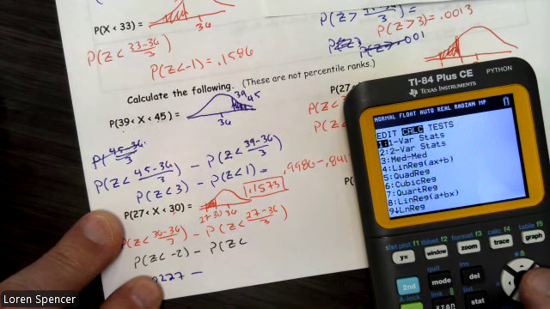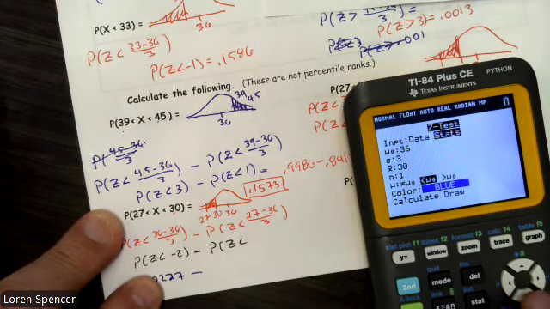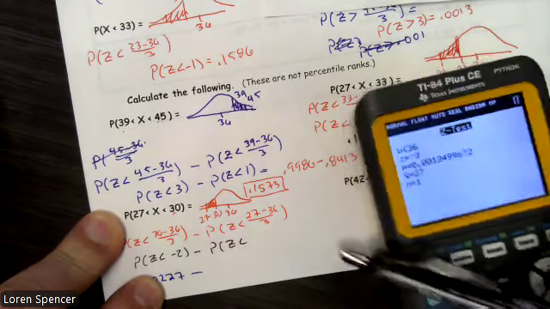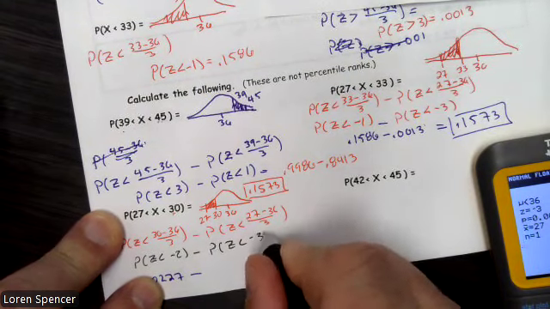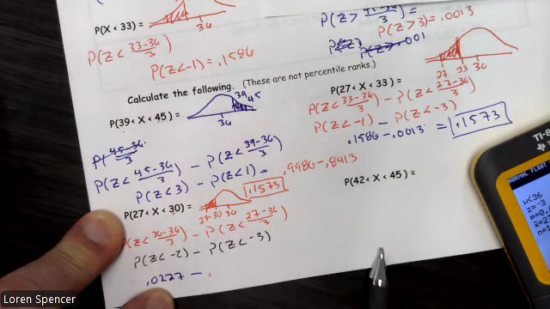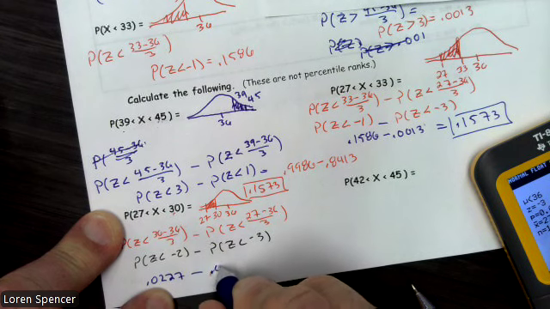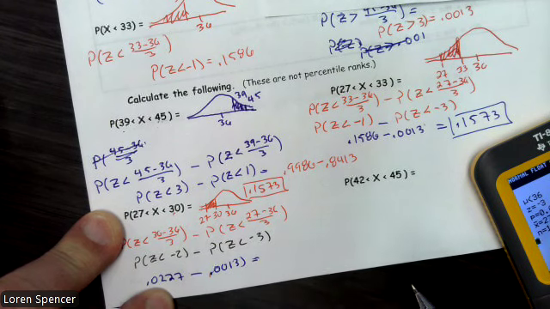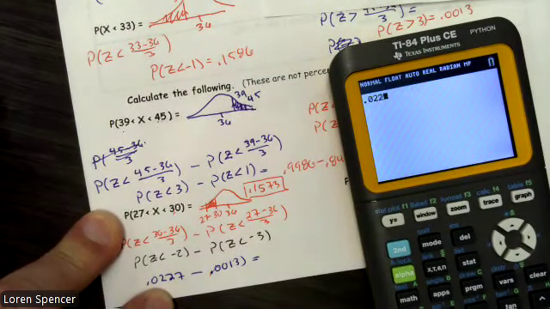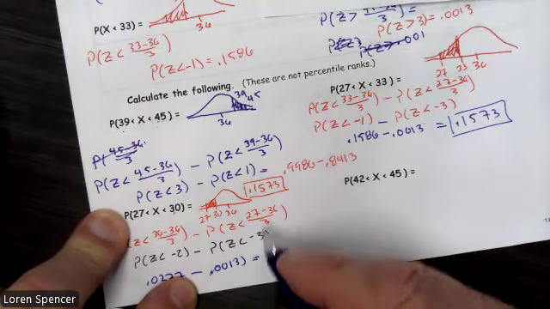And stat test, Z test. And this time we're working with 27 because that was our lower bound. And probability Z is less than -3 is 0.0013. And 0.0227 minus 0.0013 equals 0.0214.